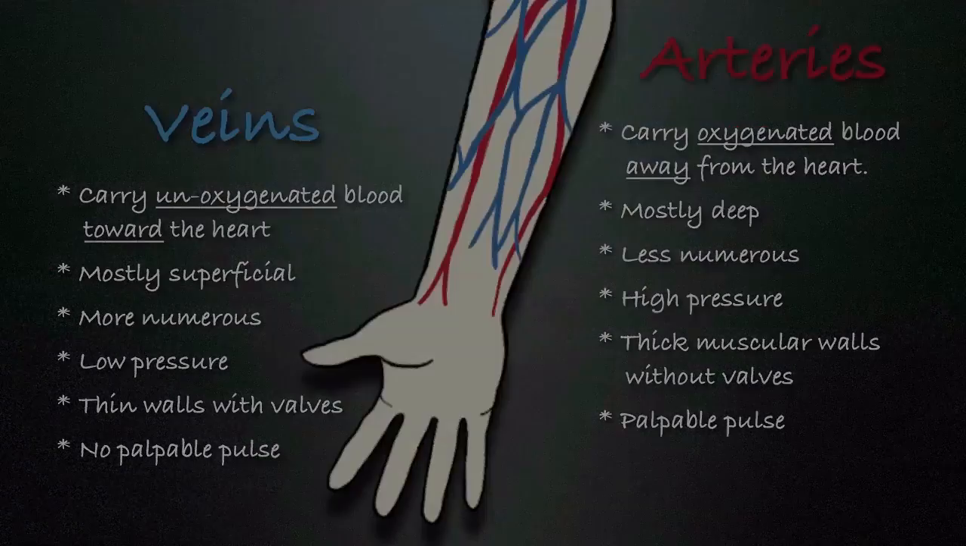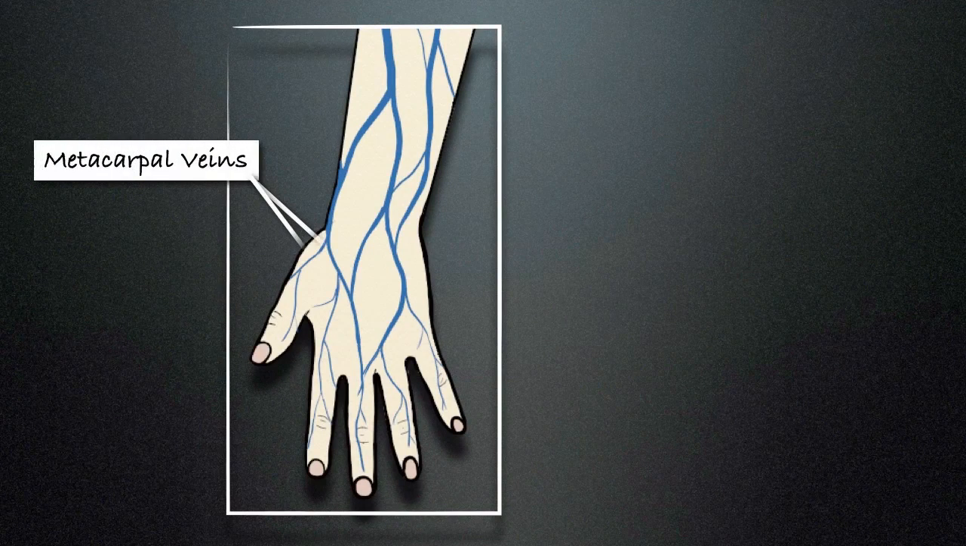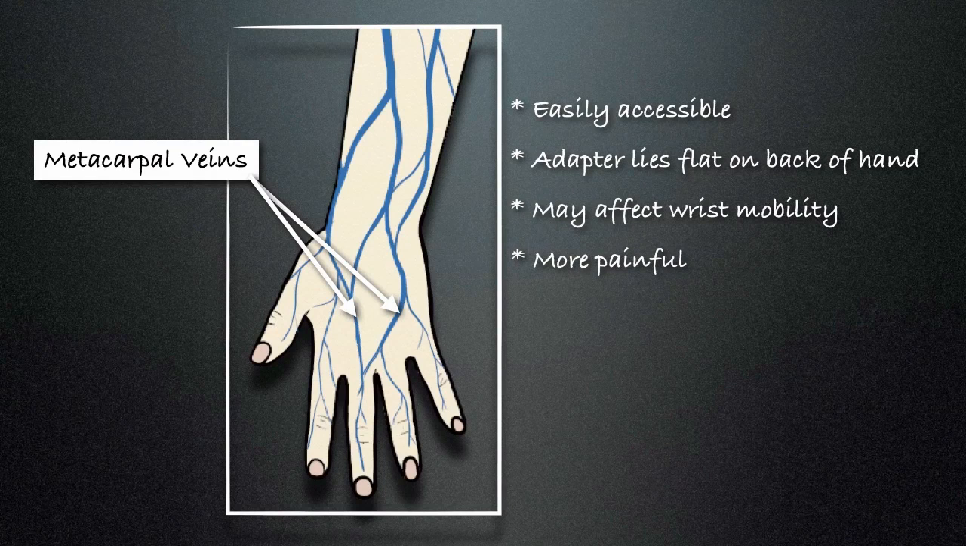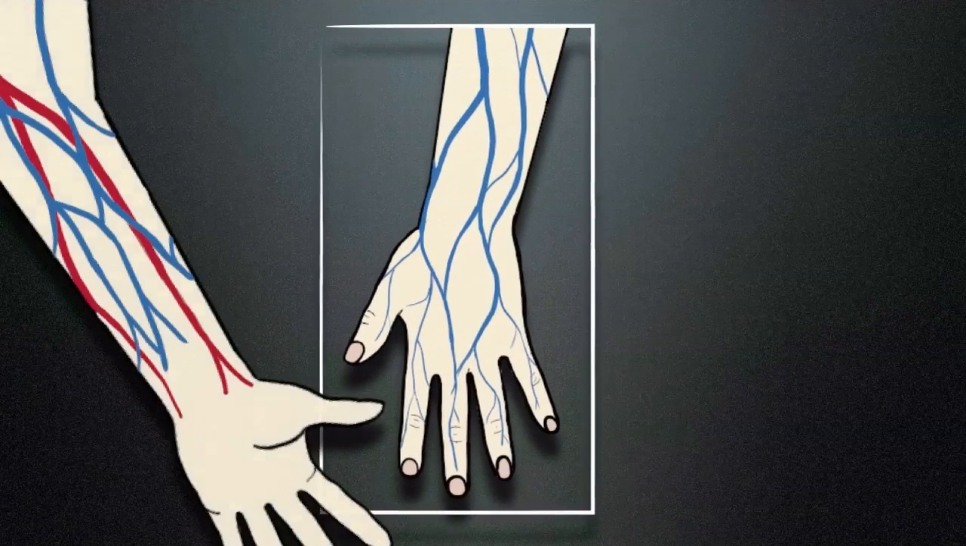Let's take a look at the most common veins IVs are started on. First, there are the metacarpal veins located on the back of the hand. They are easy to access, and it's nice as the IV cannula hub lies flat against the back of the hand. However, hand IVs may affect wrist mobility and the use of that hand by your patient. Insertion is more painful, and the site tends to become irritated and infected more easily.